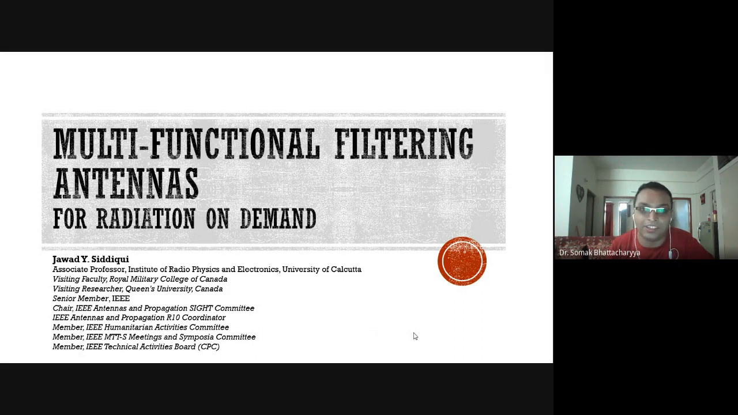It's a nice privilege to introduce my own sir in my own institute. And let me tell you, before giving the formal introduction of Professor Siddiqui, that we are the first batch to be taught by Professor Siddiqui in the University of Calcutta, in the Department of Radio Physics and Electronics, from our first year to the final year. So let me formally introduce him.